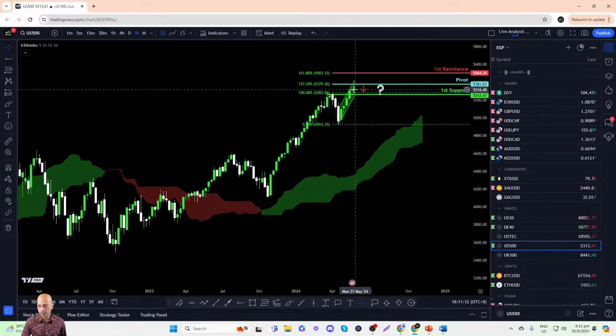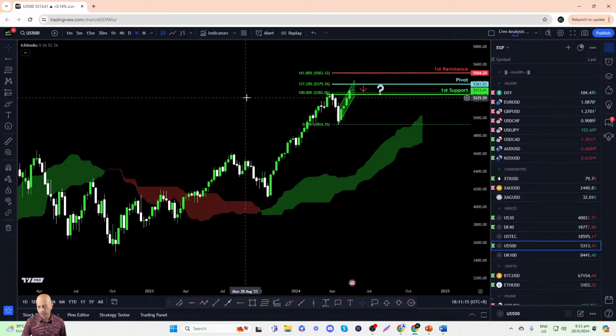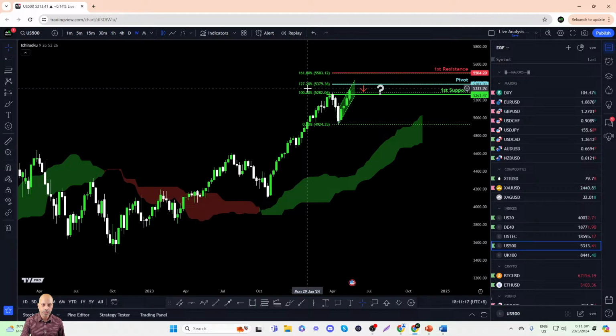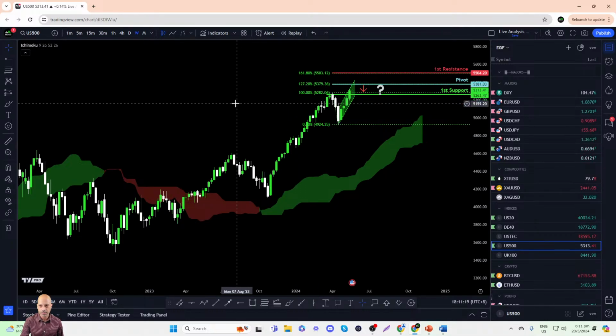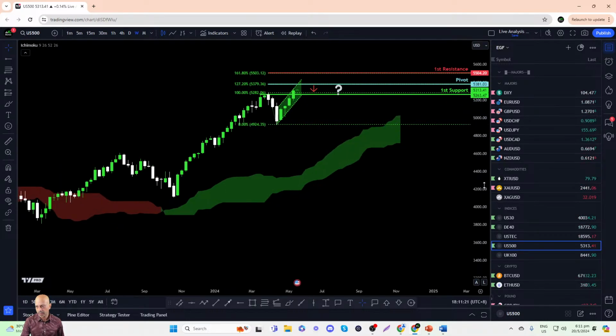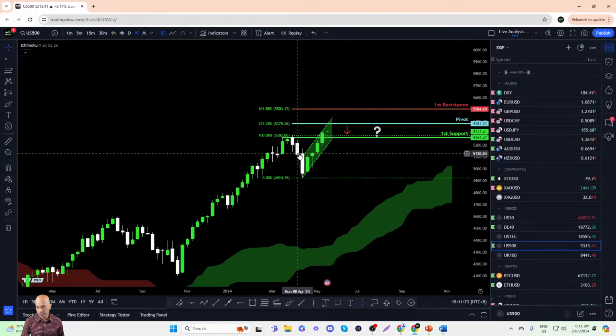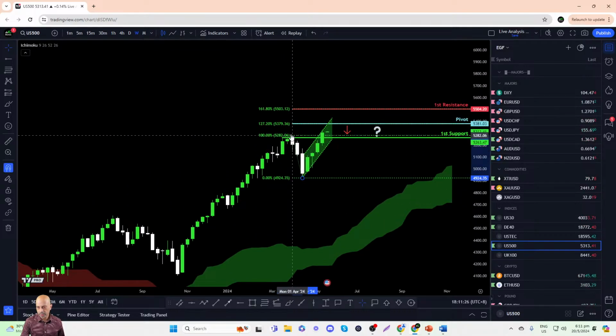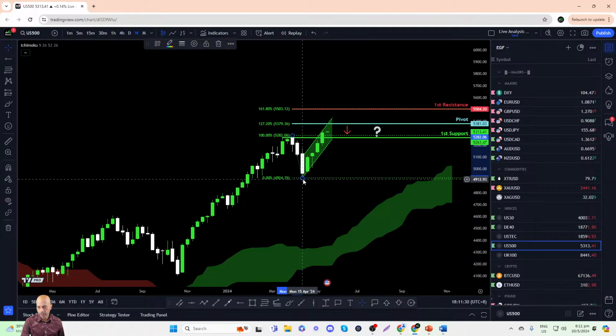US 500 is trading close to all-time highs. There's nothing in the past that we can reference, right? So we have to rely on Fibonacci tools to help us identify potential resistance areas. In this case, we are using the extension tool. So the extension is found by running a retracement. So we started the retracement from the previous all-time high that was formed in the first week of April, going down to the swing low here on the 15th of April.